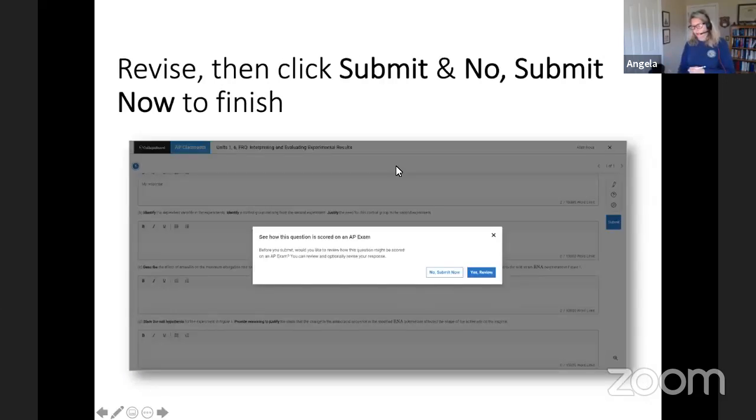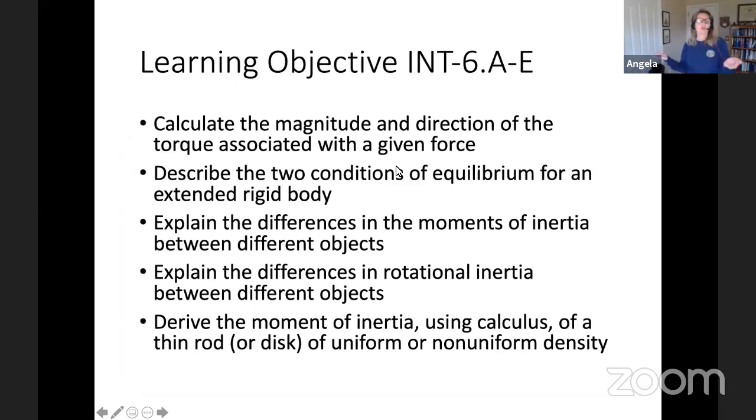And then now you could submit. So you could click on no, submit now. Okay, so I hope you guys will go there and just practice typing in answers to physics problems. It's a good thing to do.